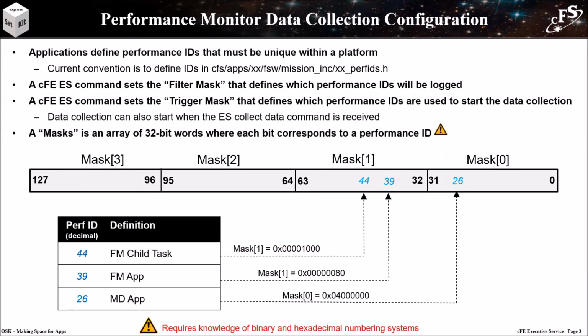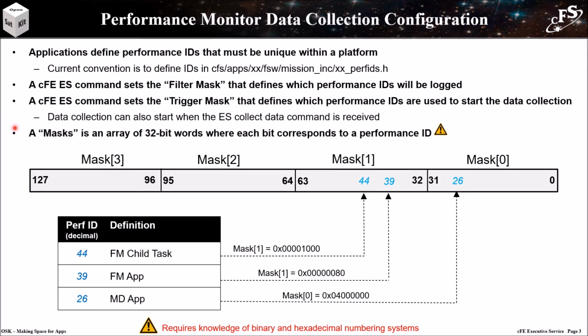Here are the items that must be configured for collecting data. Applications define performance IDs that must be unique within a platform. The current convention is to define performance IDs in an app's mission include directory using the app_perfid.h naming convention. A cFE executive service command sets the filter mask, and that defines which performance IDs will be logged. An executive service command sets the trigger mask that defines which performance IDs are used to start the data collection. Data collection can also start just with the reception of the command, so you don't have to have a trigger mask.